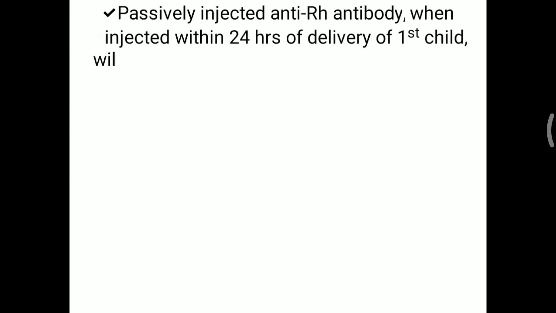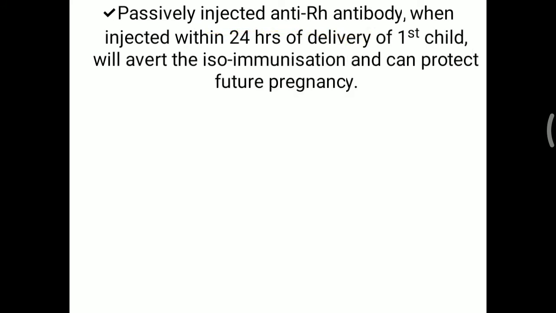First, passively injected anti-Rh antibody, injected within 24 hours of delivery of the first child. So if you know that the mother is Rh negative and the fetus is Rh positive, then it is better to give anti-Rh antibody within 24 hours of the first child's delivery. It will avoid this isoimmunization and protect future pregnancies.